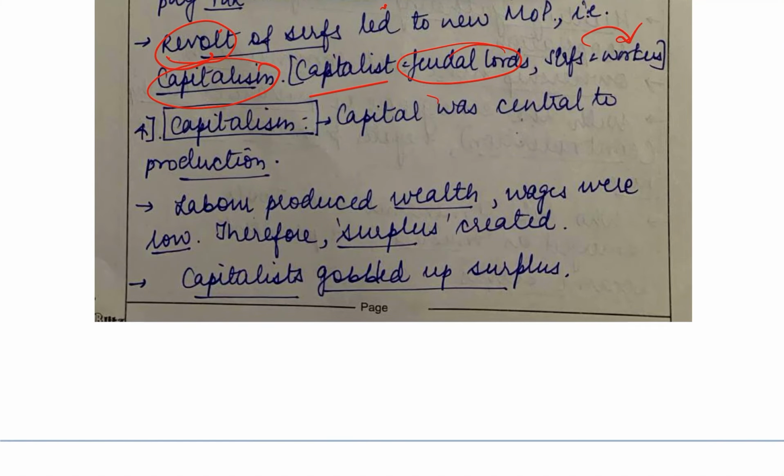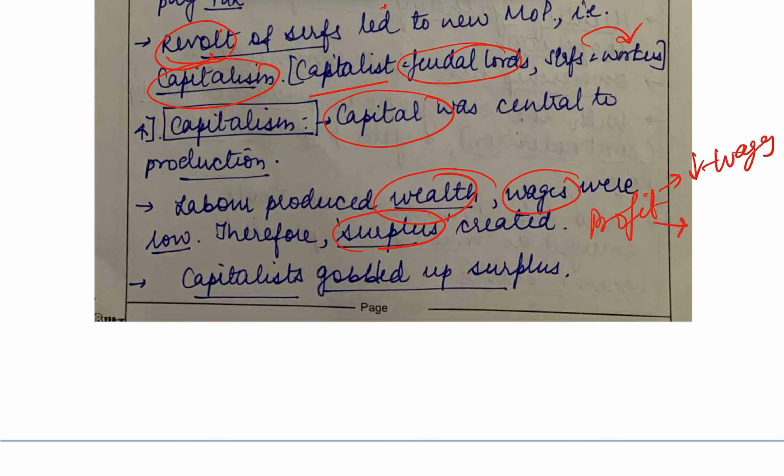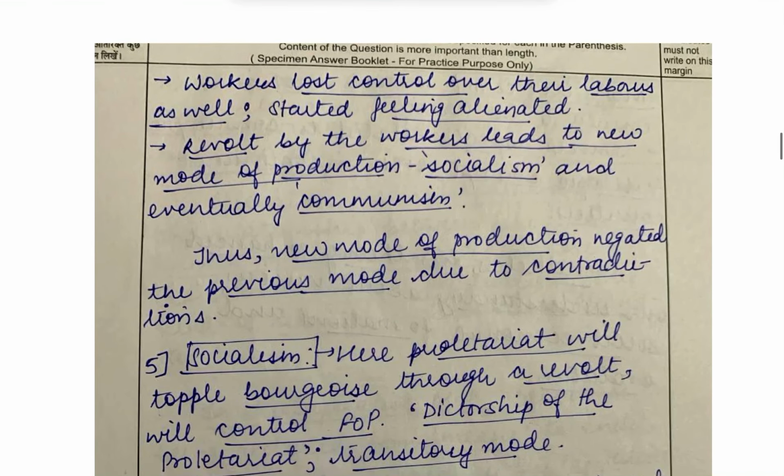Now in capitalism, capital was central to production. Labor produced wealth, wages were low and therefore surplus was created. If you generate profit and your expenses are minimal, you pay very low wages, then your profit will be maximized, which will create a surplus for you. So capitalists gobbled up the surpluses. Workers lost control over their labor as well, so they started feeling alienated. Alienation is a topic of Marx that we'll discuss in the next answer.